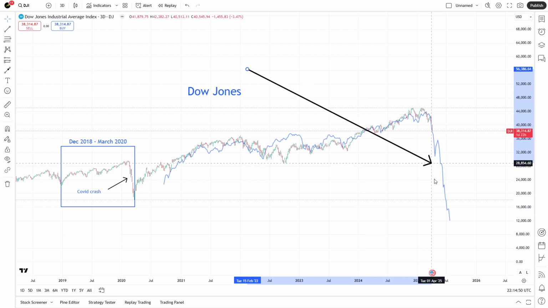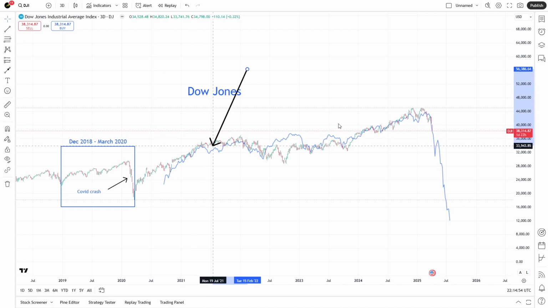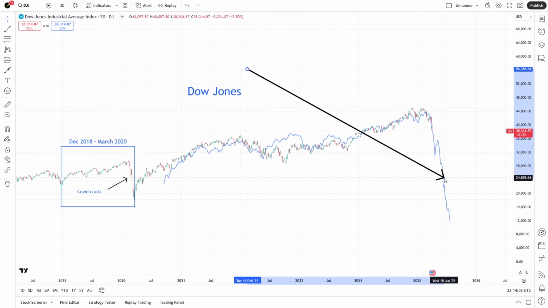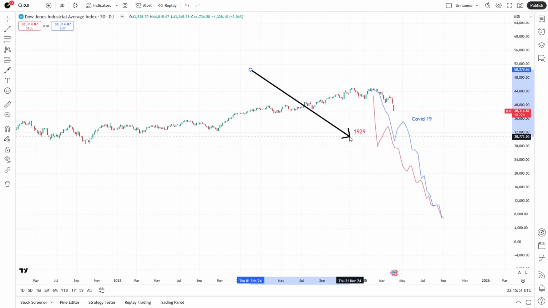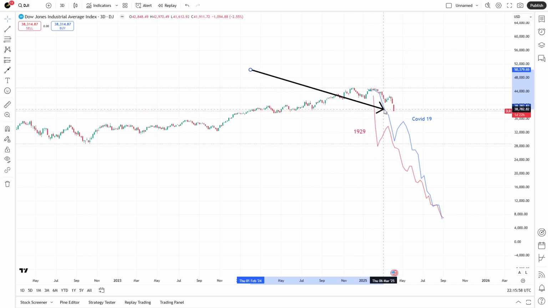So let's talk about this decline. I want to remove this structure and compare this decline that we see from the C19 decline against the 1929 decline. Okay, so here we have both of the declines side by side. The red one is from 1929, and the blue one is the C19 decline. As you can see, they're essentially the same type of decline.